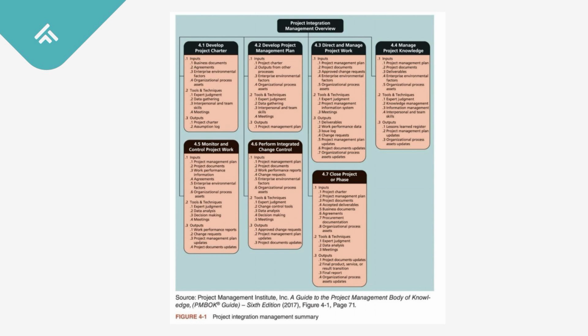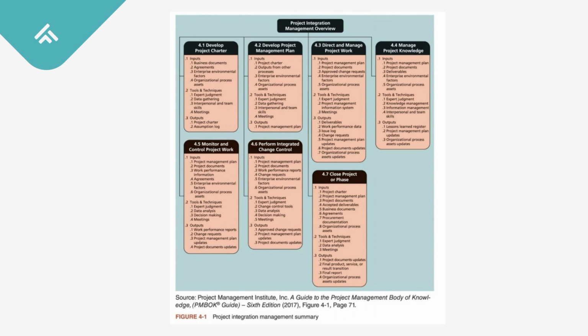Second, develop project management plan. Purpose: create the master plan for how the project will be executed, monitored, and closed. The inputs: charter, other plans, organizational rules. And the tools: expert judgment, data gathering, and meetings. And the outputs: project management plan, like scope, schedule, cost, risk, communication, and so on. The example of that: a project manager drafts the timeline, assigns tasks, and sets reporting methods.